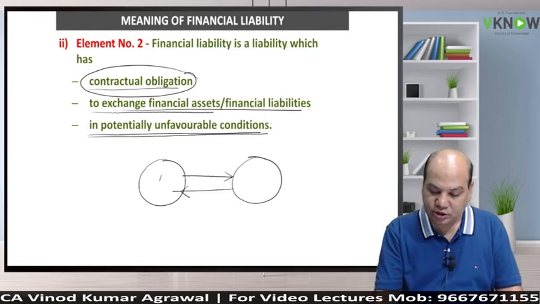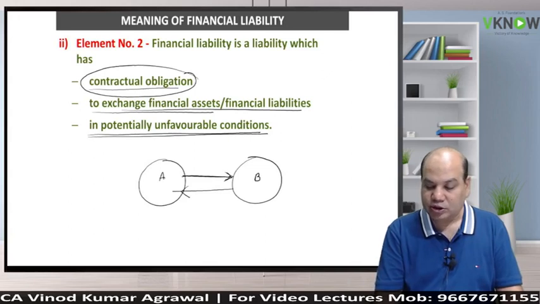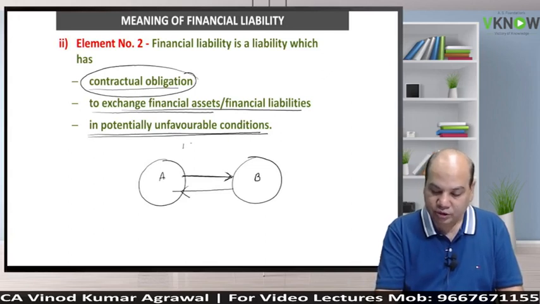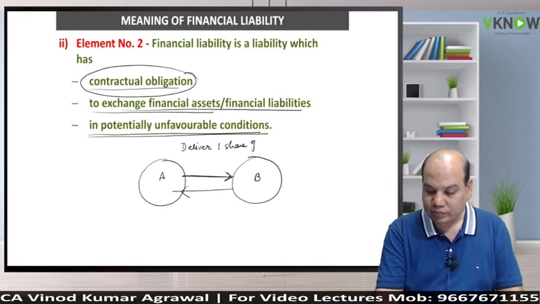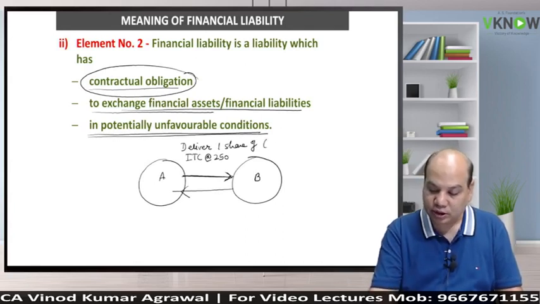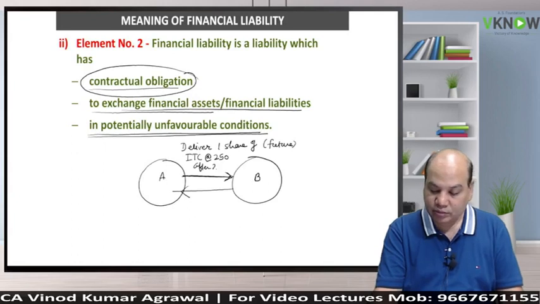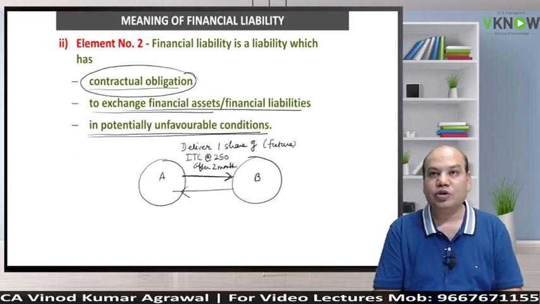Okay, suppose this is Mr. A, Mr. B. So Mr. A and Mr. B enter into a contract that A will deliver 1 share of ITC at 250 rupees. So this is like a forward or a future contract, after 2 months.